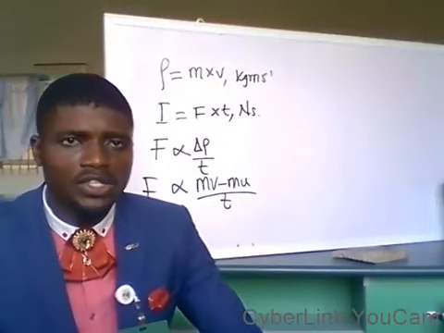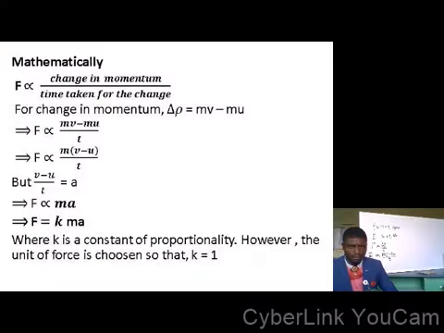Let's quickly take a look at what we have here. This is what you just saw me writing on the board to save time. We have force is proportional to the change in momentum over the time taken for the change. And then the change in momentum is given as this: mass times final velocity minus mass times initial velocity, meaning the mass of the body remains the same even during the change. And so we substitute this in the place of this, then we have this.